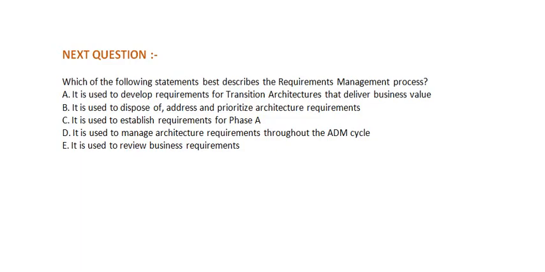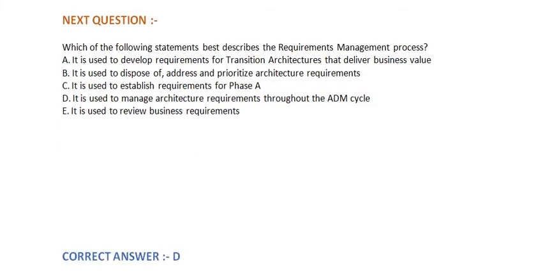Option C, it is used to dispose requirements for phase A. Option C, it is used to manage architecture requirements throughout the ADM cycle. And option E, it is used to review business requirements. The correct answer is option D.